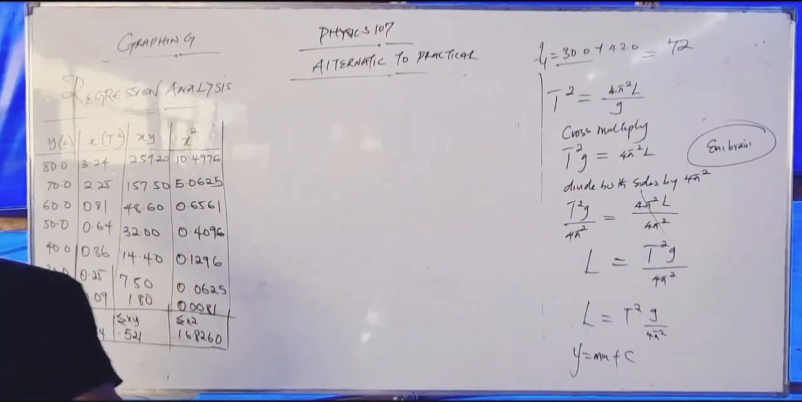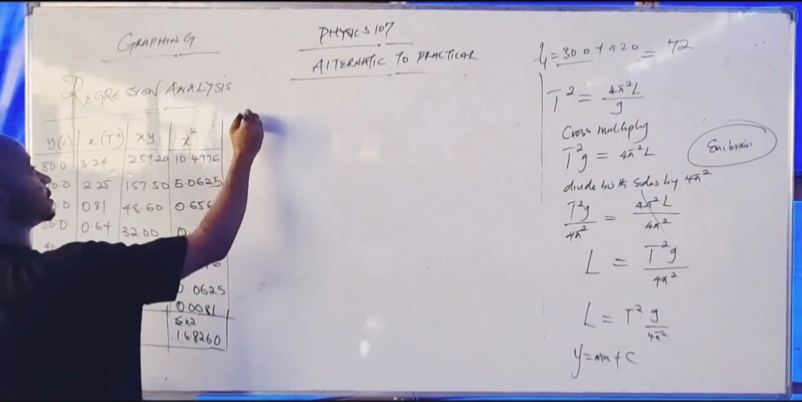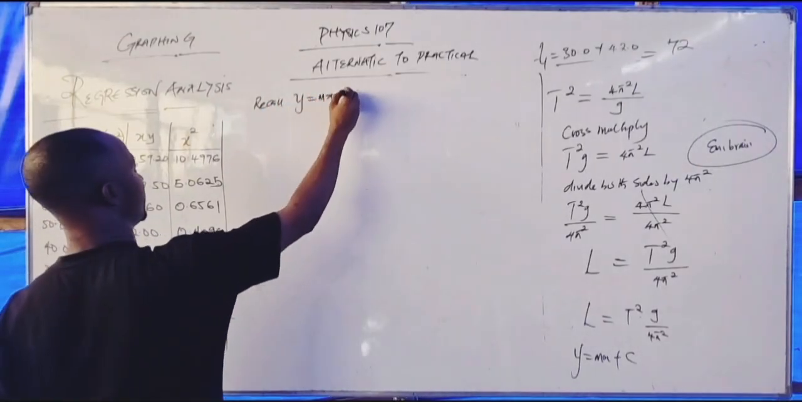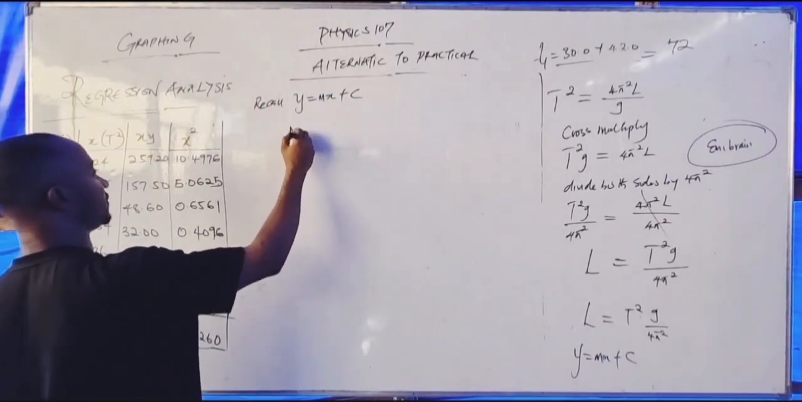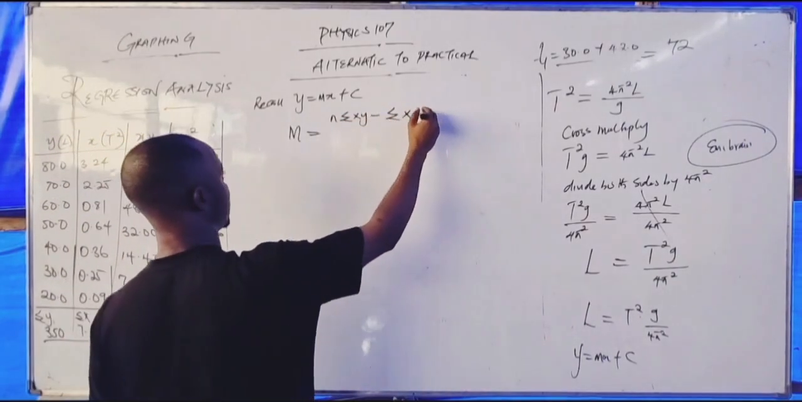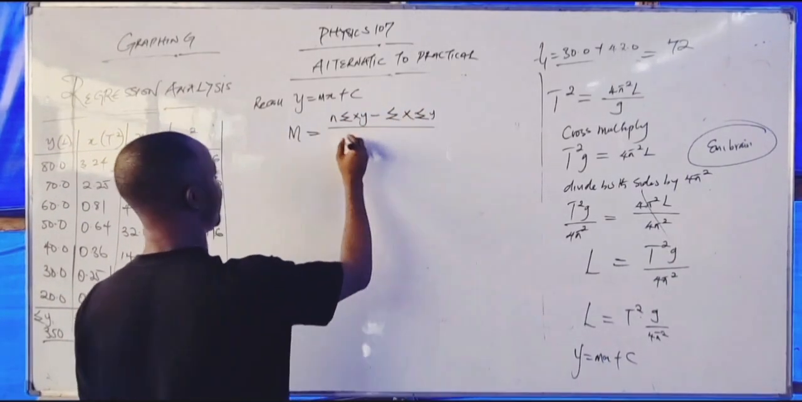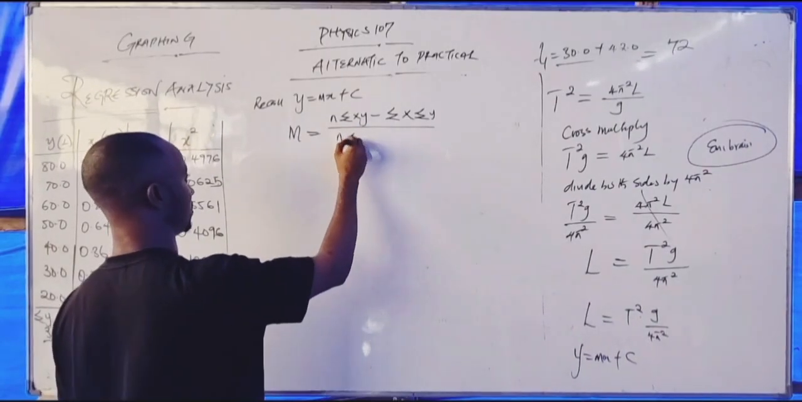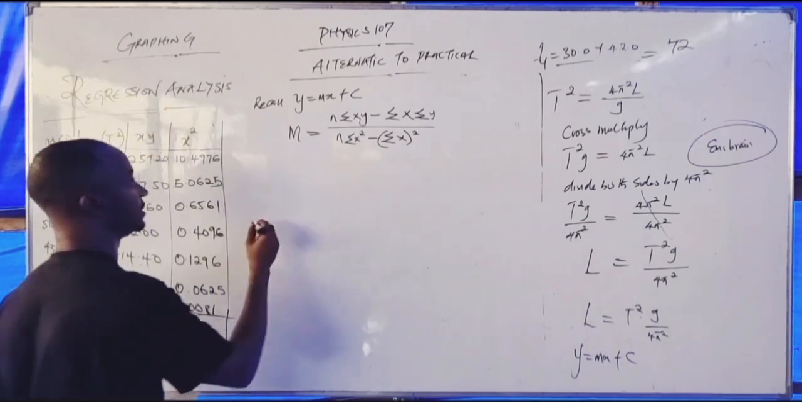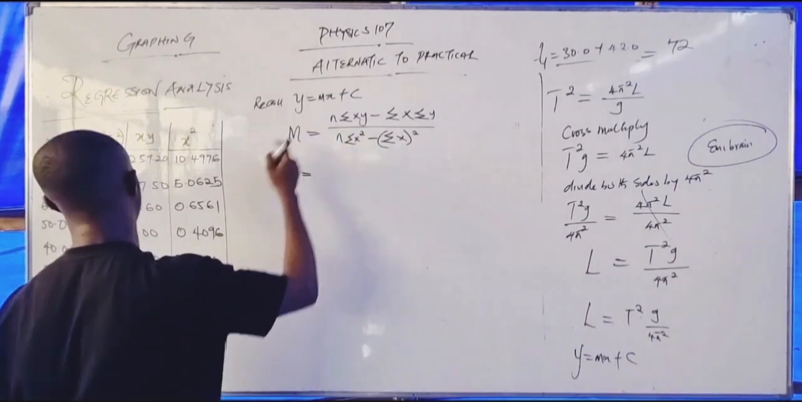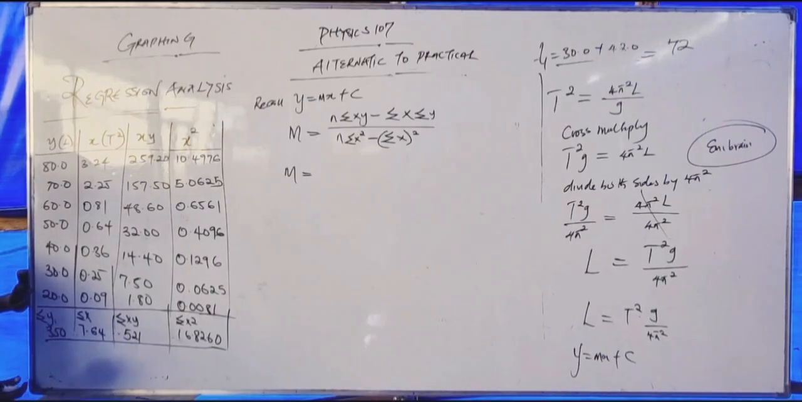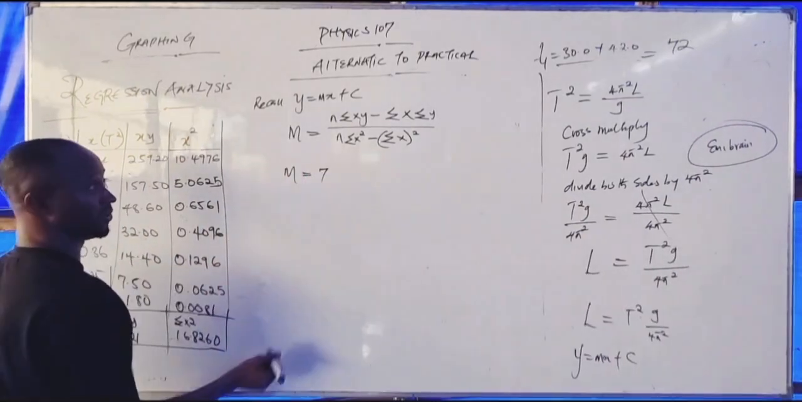Alright. Now let's look at this. Recall that y equals mx plus c. The value of m we say represents what? N summation xy minus summation x summation y, divided by N summation x squared minus summation x all squared. So let's solve for N. N represents number of data. How many do we have here? 1, 2, 3, 4, 5, 6, 7, right? N is 7. Are you following?